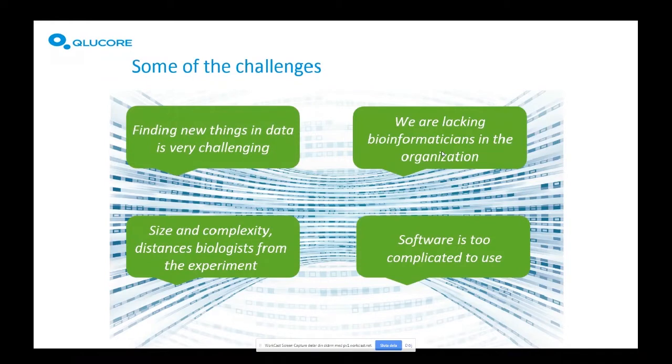The users and organizations we meet highlight different challenges, but for a vast majority, the following four are highly relevant. Most organizations are struggling with finding new things in data. They say that they are lacking bioinformaticians or statisticians in the organizations. Overall, the new technology means that size and complexity distance biologists from the experiment. And people also tend to think that existing software is too complicated to use.